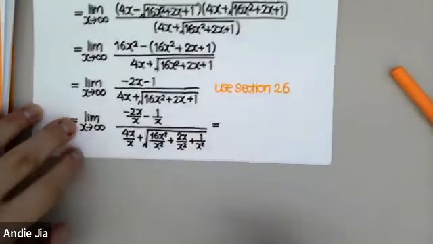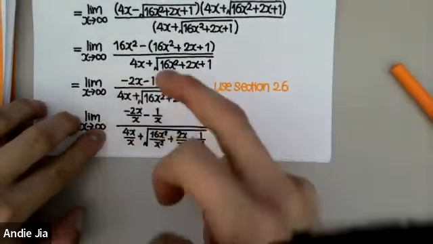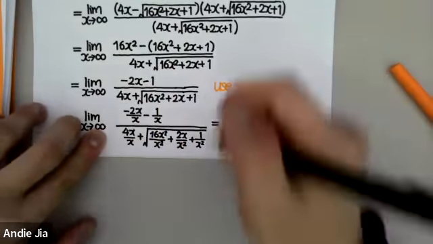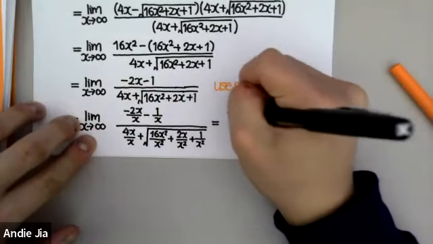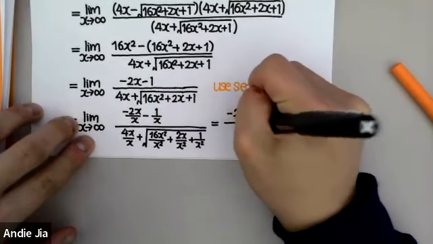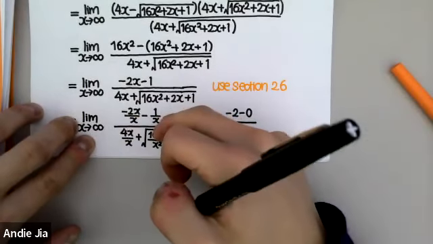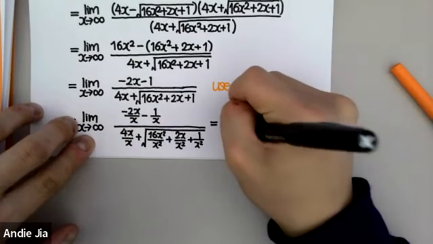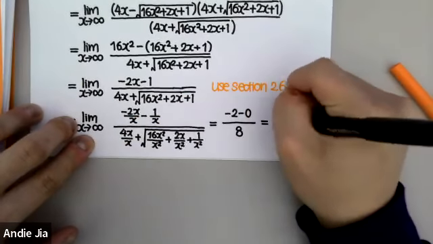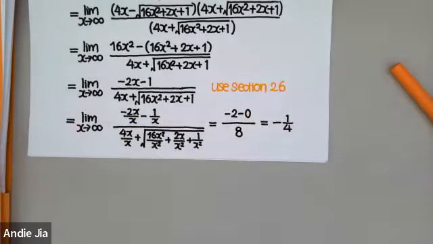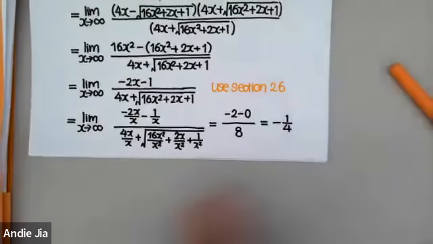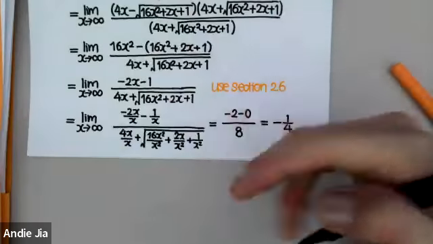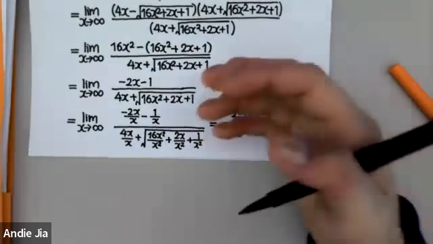And then look at negative 2 and a 0. The bottom is going to be 4 plus 4, which is 8. So it's going to be negative 1 over 4. That is our answer. Okay, so it just needs some algebra and the limit laws. That's all you need to solve a limit.